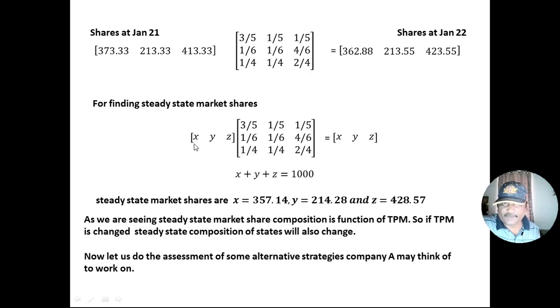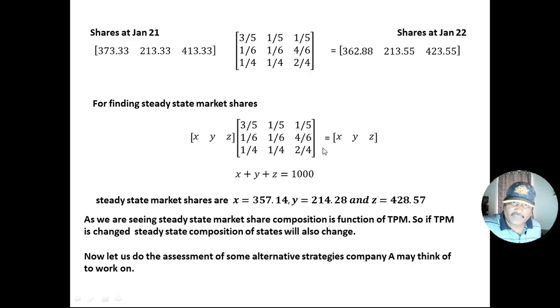It is 3 by 5x plus 1 by 6y plus 1 by 4z equal to x. And if I bring that x to this side, what will happen? The equation will become minus 2 by 5x plus 1 by 6y plus 1 by 4z equal to 0. And the same thing will happen with the other equations. Every equation coming from this set of equations will have right hand side equal to 0.